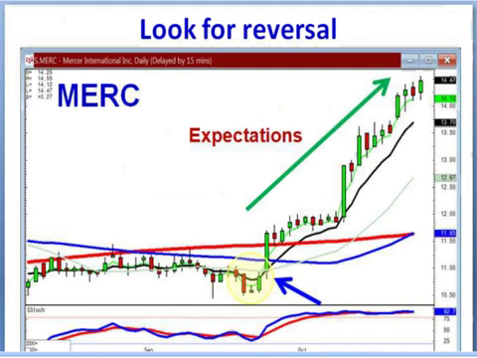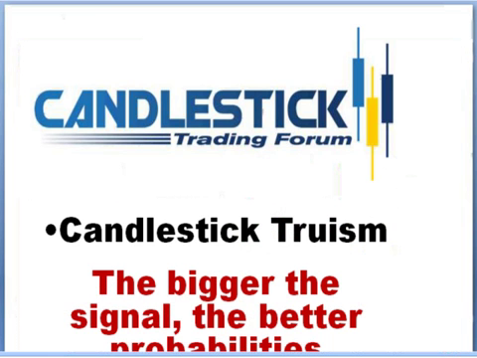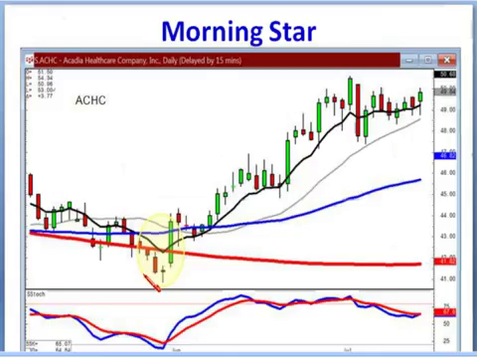So there's always a candlestick truism, and that is the bigger the signal, the higher the probabilities that there's been a change of investor sentiment. So notice what this one did. Doji, best friend gap up, closed well above the halfway point of this candle, closed well above the T line. That tells you the bulls are now in control.